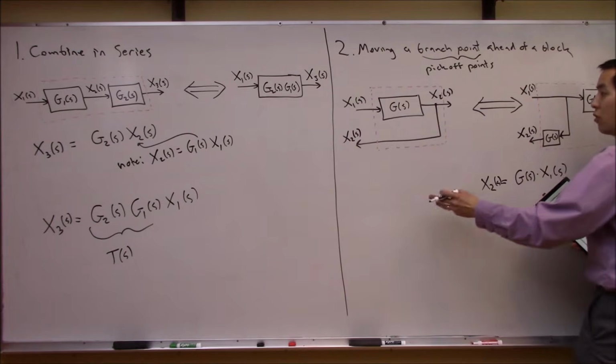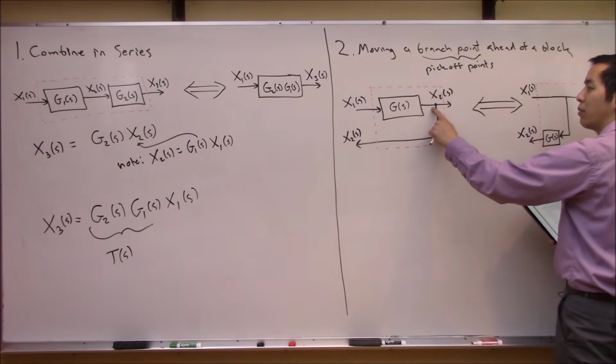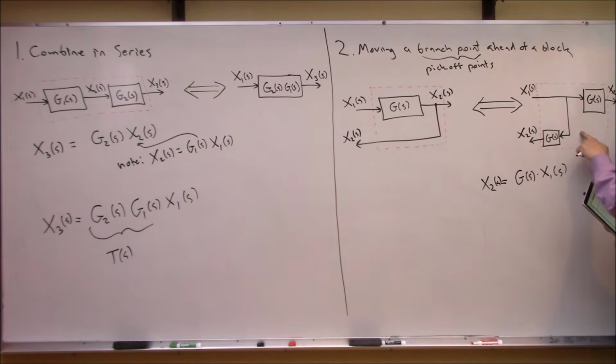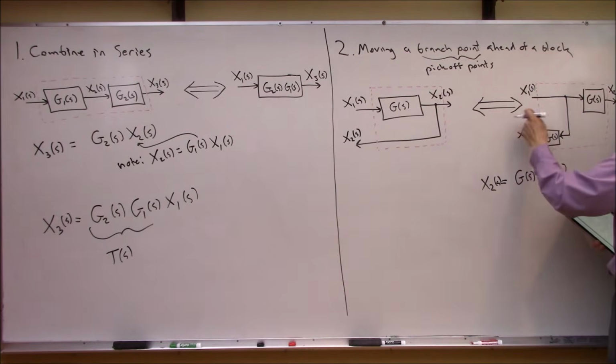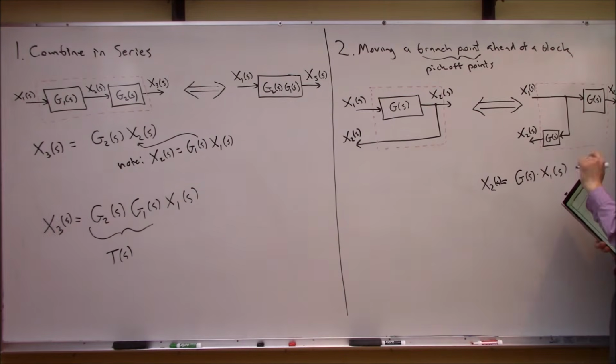So what you can do here is anytime you see this in your block diagram where there's a pickoff point behind a block and for some reason you want to move it in front, you just redraw the diagram like this. Or vice versa, right? If you see something like this and you want to move this pickoff point or this branch point behind the block, you can just do this, right? This is a two-way arrow. It's equivalent in both directions here. So great, that's another operation.